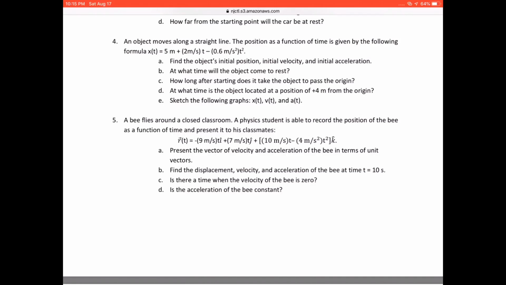A. Present the vector of velocity and acceleration of the bee in terms of unit vectors. B. Find the displacement, velocity, and acceleration of the bee at time t equals 10 seconds. C. Is there a time when the velocity of the bee is 0? And D. Is the acceleration of the bee constant?